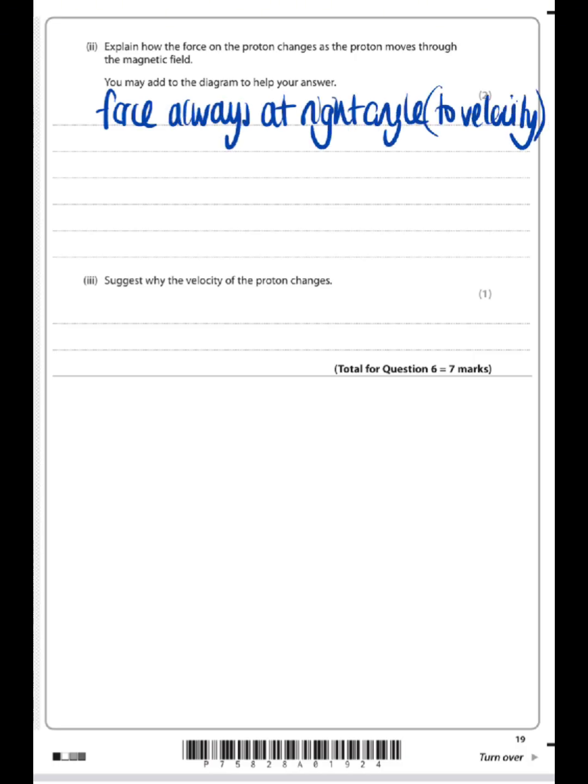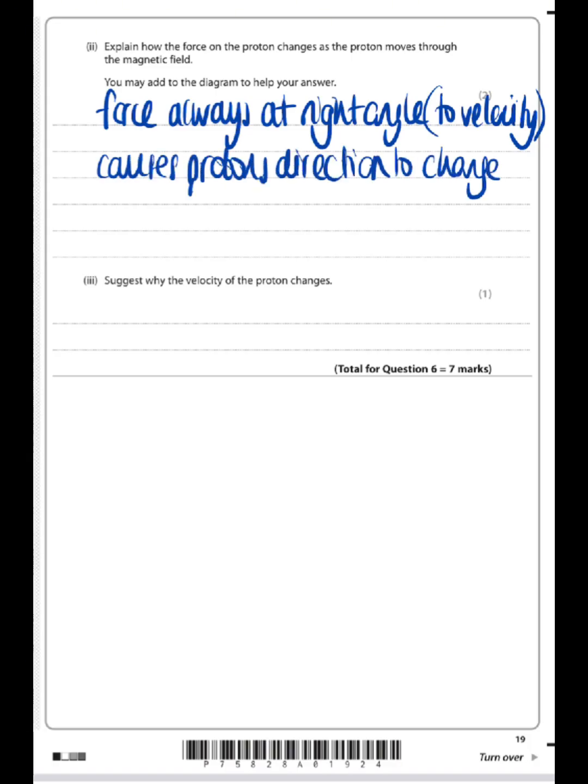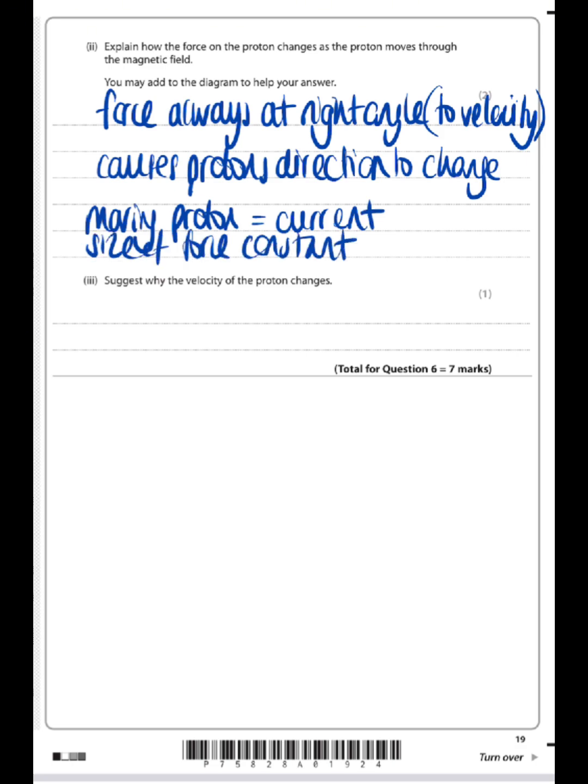Because that moving proton is effectively just a current, that force at right angles is going to cause the proton's direction to change. And the size of that force isn't going to change. So we've got a few things here that we can say. This is a 2-mark question, so you don't have to have all of these in there. But the main thing is that the size of the force doesn't change, but because that force is always at right angles to the movement of the proton, and the proton's direction is going to change, so is the direction of the force. If you want to summarize that into 2 points, the size stays the same, but the direction of it will change as the proton moves.